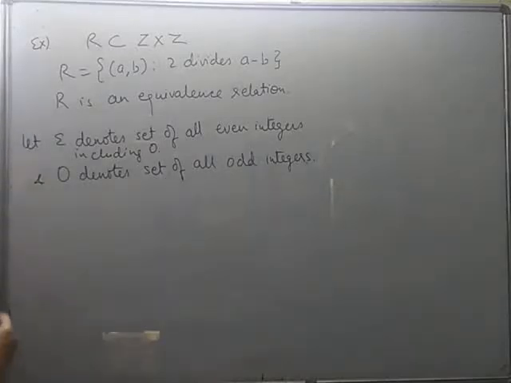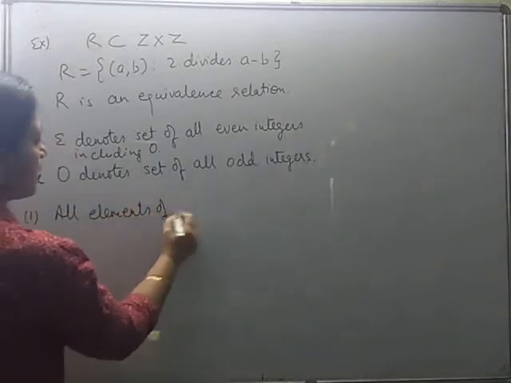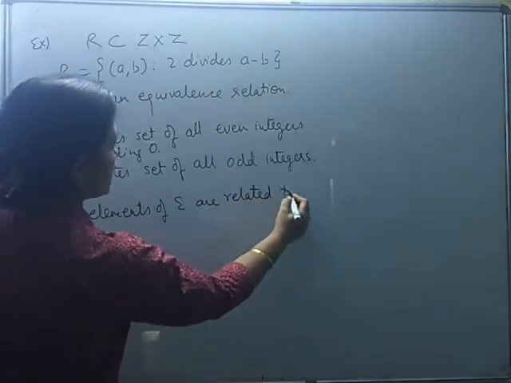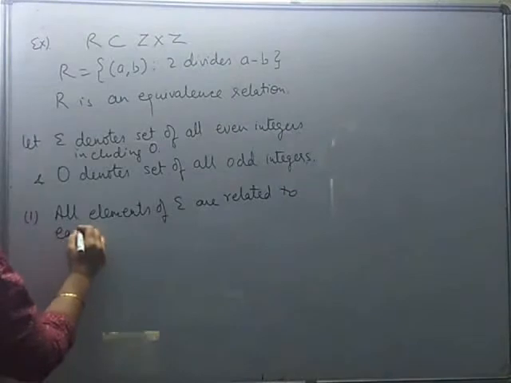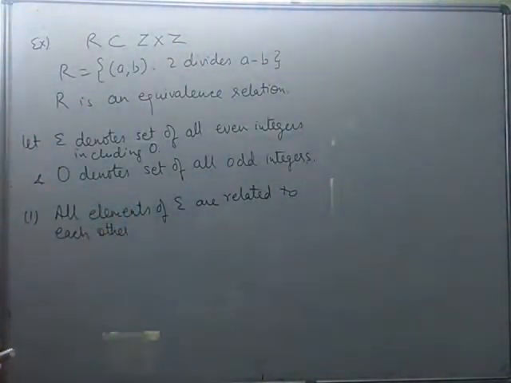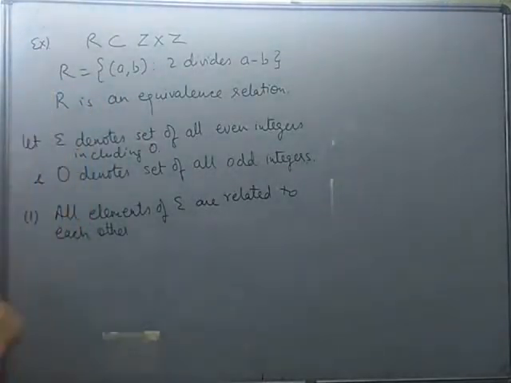And if you see carefully, we find all elements of E are related to each other. How are they related to each other? E contains only the even numbers. So when I say they are related to each other, that means if I take any two even numbers, the pair formed by them will belong to the set R. That is going to happen because when we subtract two even numbers, the difference comes out to be even only.